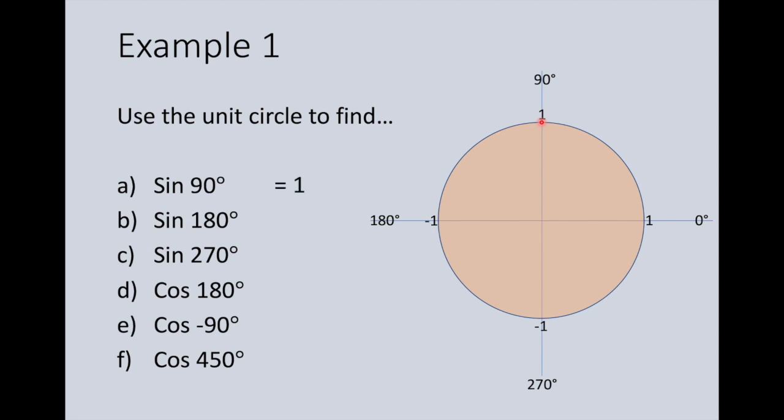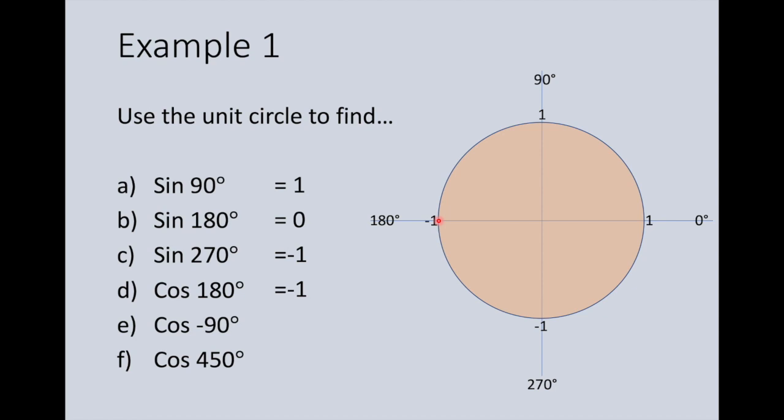That's sine 90. Now sine of 180 is around here. I'm going to get to this point here. What would the y value be? 0. Sine of 270. And again, thinking about the y value for sines, -1. Let's think about cos 180. So cos 180 would be over here. And this time we're thinking about the x value. What's the x value there?